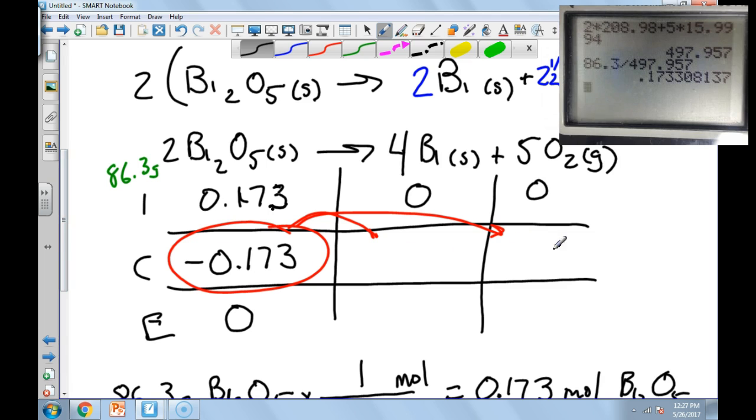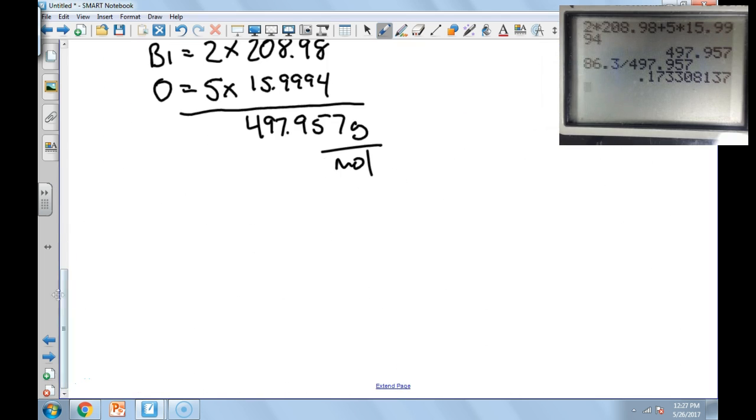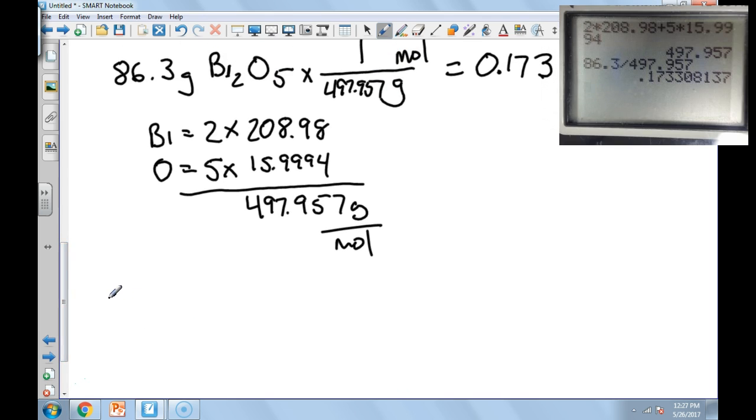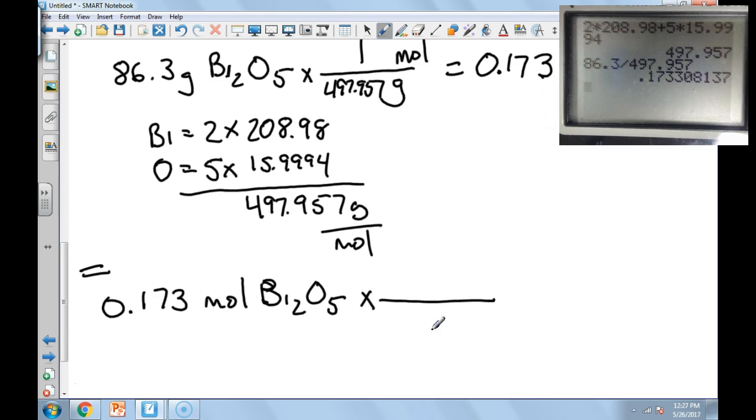Okay, and we do that when we're moving across, when we're trying to find values across from each other on the ICE chart. We use the balanced chemical equation. Okay, so let me separate that calculation: 0.173 moles of Bi2O5 X-line, and this is going to be moles of Bi2O5, and we're going to convert that to bismuth.